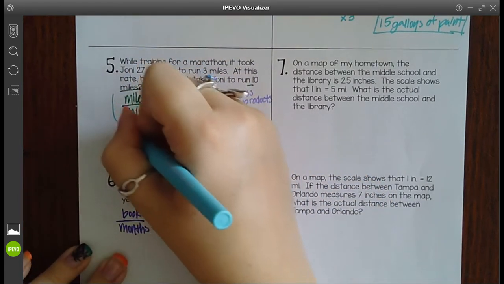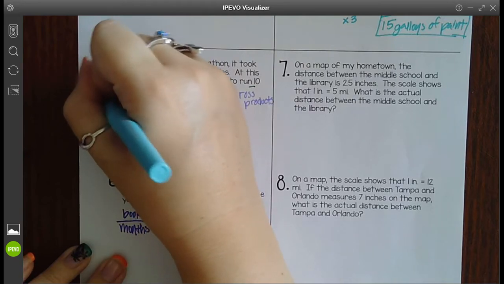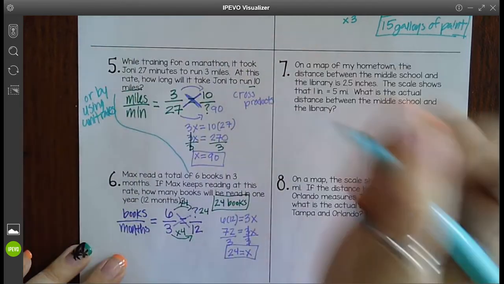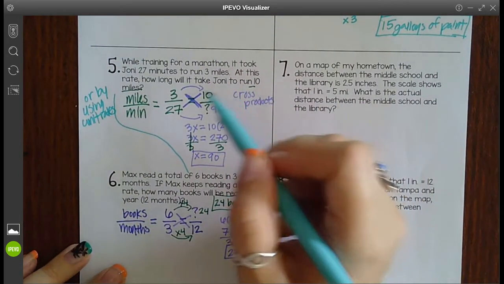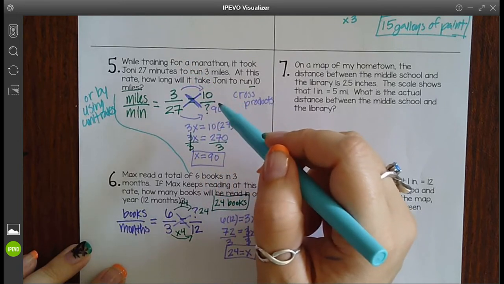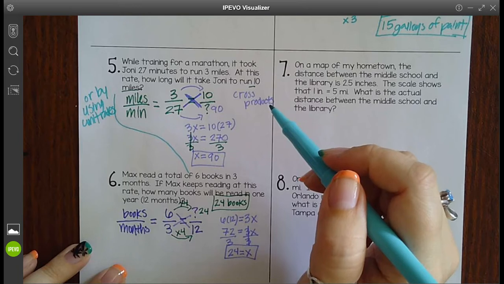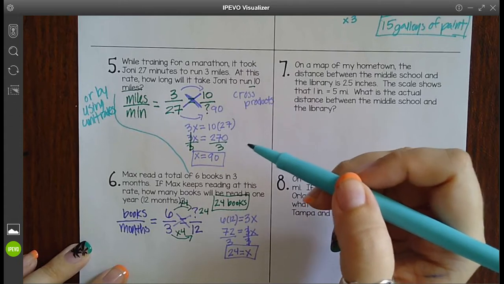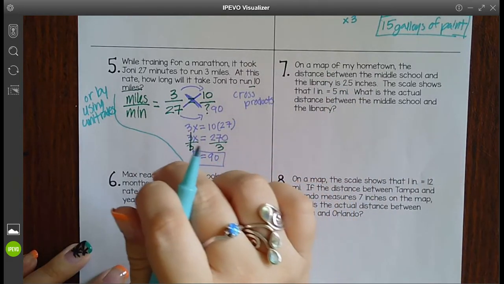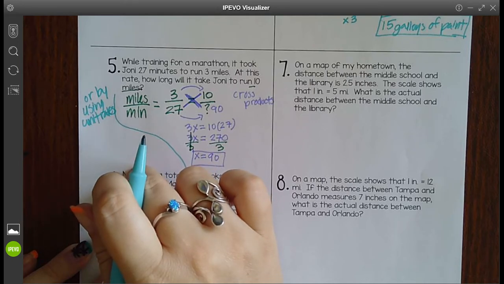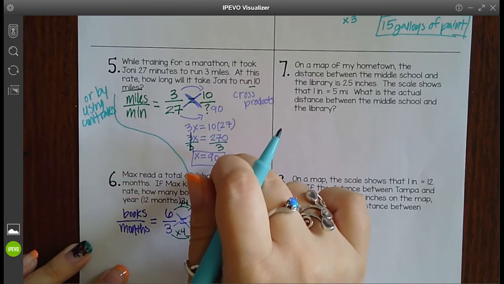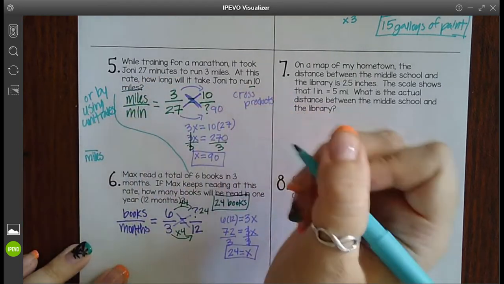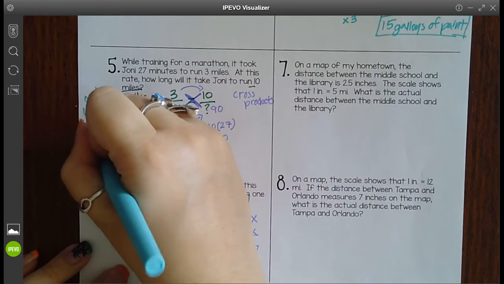Okay, so let's draw ourselves a little note here. If you could also solve this by using unit rates. If I was asked to use the unit rate, it says, at this rate, how long will it take Joni to run 10 miles? Well, it'd be nice if I could just then multiply my answer by 10. So I want miles to become 1, right? So then if I could figure out how long it takes you to do 1 mile, then I could multiply that by 10, and that would tell me how long it takes me to run 10 miles. So I'm going to put miles on the bottom and minutes on top.